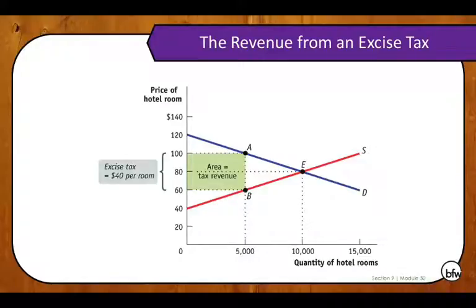So how much tax revenue is being received by the government? It's the area of the green rectangle. The wedge created between buyers and sellers of $40 multiplied by the reduced quantity of rooms sold, in this case 5,000. So if you multiply 5,000 by $40, then the excise tax will generate $200,000 in revenue for the government.